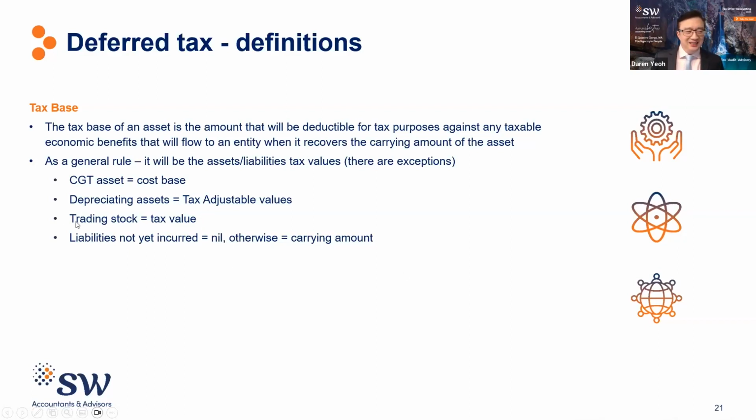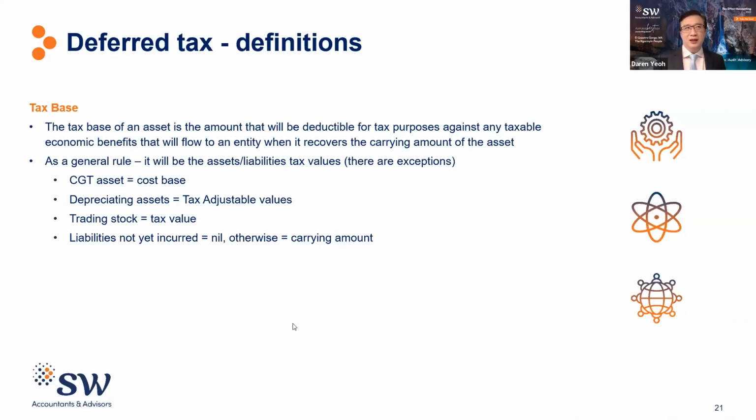Trading stock is whatever the value you use for tax purposes, and often it is cost. On the liability side, it will either be equal to the carrying amount on your trial balance, or it could be zero. And how do you differentiate this? Ask, do I get a deduction when I pay that liability? So if you've got a bank loan, when you pay that liability, there is no tax consequence for it, right? So the tax base will equal the carrying amount.